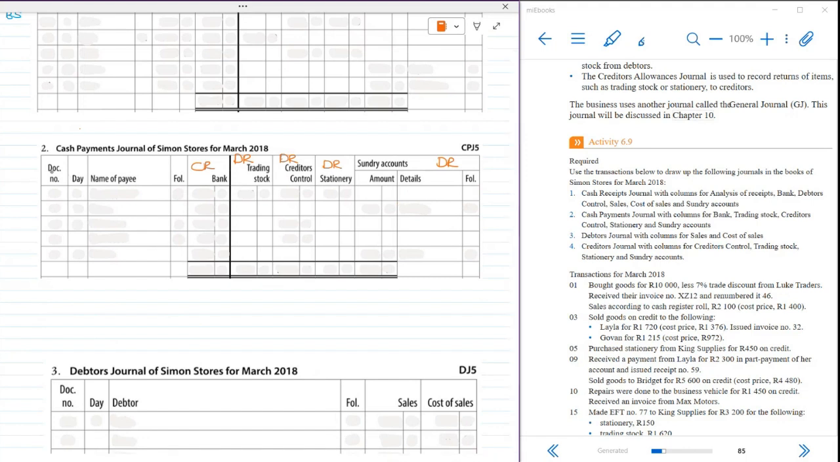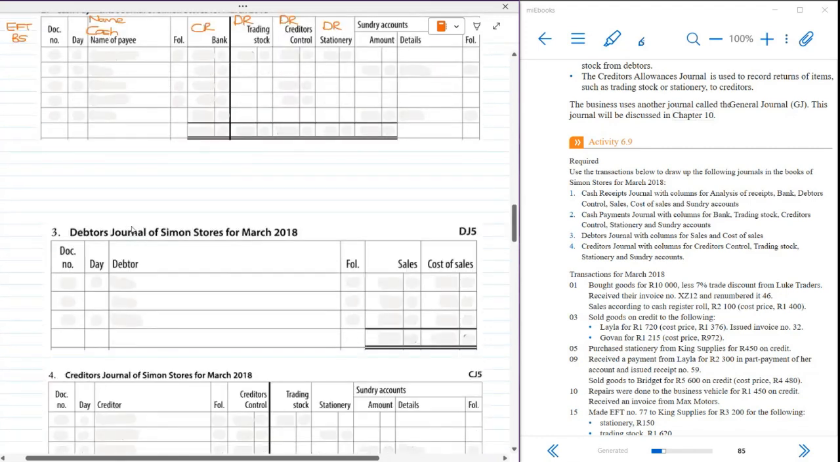Then for my source documents, for the CPJ, we only have two. Either it's an EFT, an electronic payment, or we can pay cash, so withdrawals, or it can be a bank statement. Then the name of the payee, again, who did we pay? So the name of the person or the institution. And if we don't know what the name is, we will use cash as our name of payee.